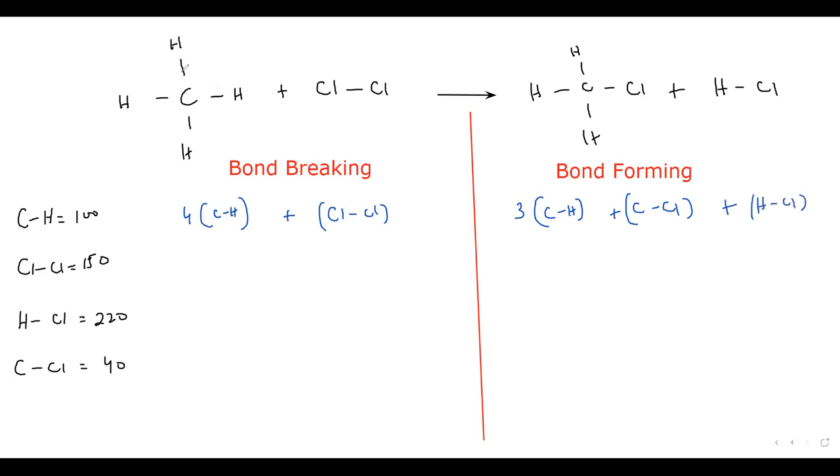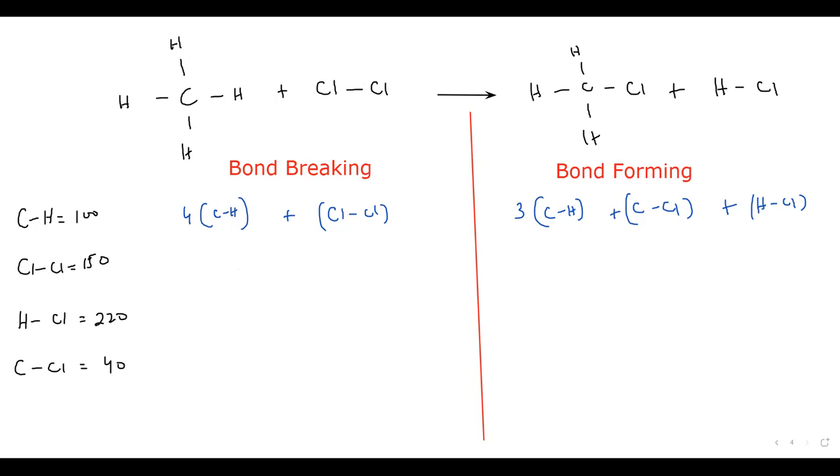On the bond breaking side, if bonds are identical, I did not write them 4 times. I just write C-H bonds, and how many are there? 1, 2, 3, and 4. So it is 4. Then the chlorine single bond is there. On the bond forming side, C-H has 1, 2, and 3. So 4 C-H bonds on the breaking side, and the C-Cl bond and H-Cl bond on the forming side.